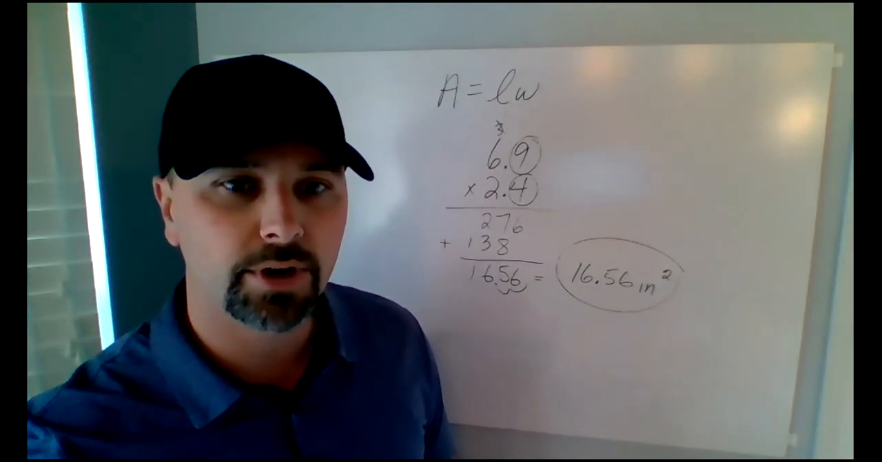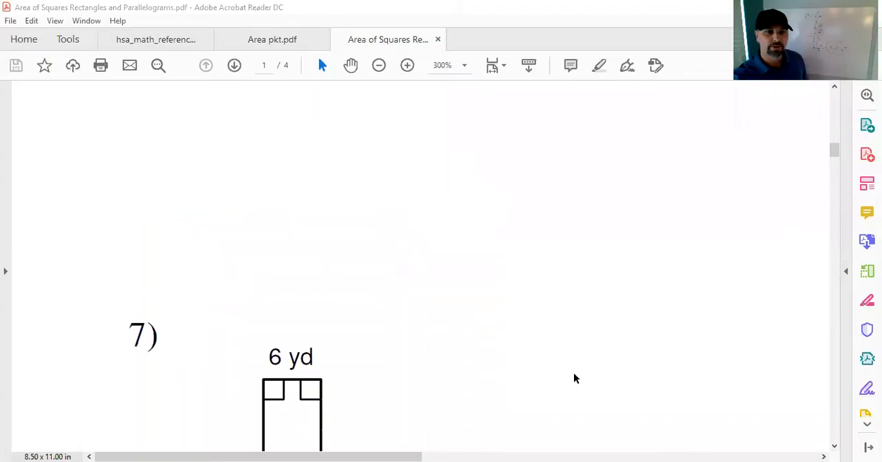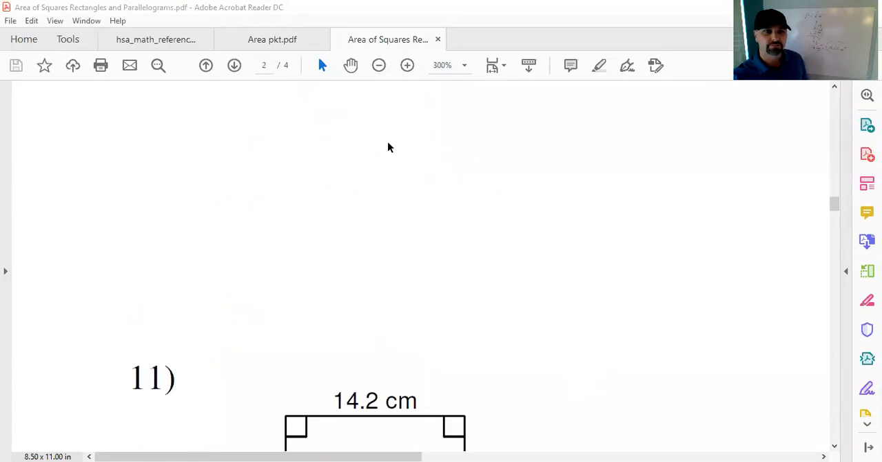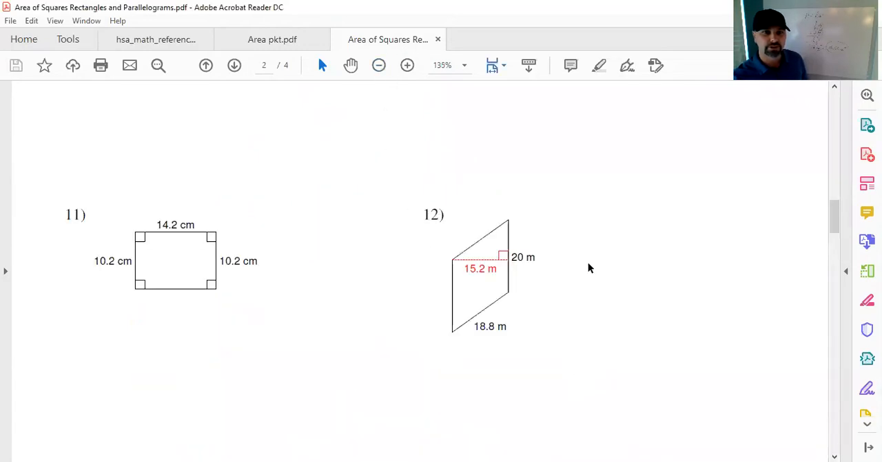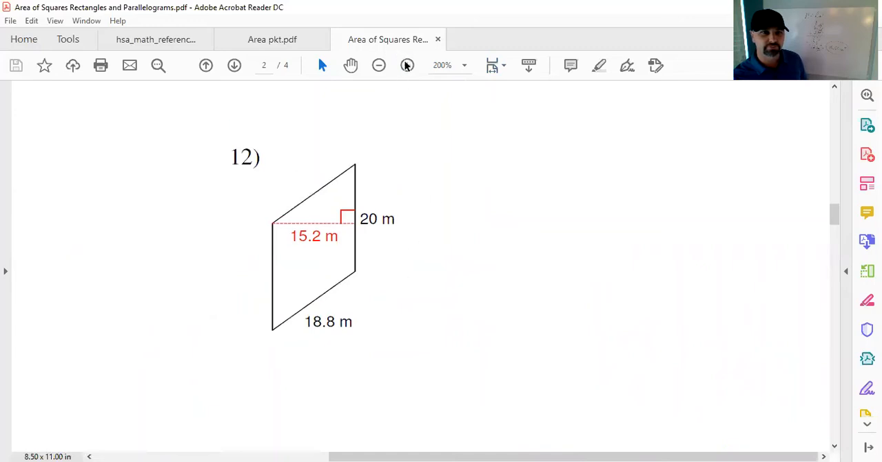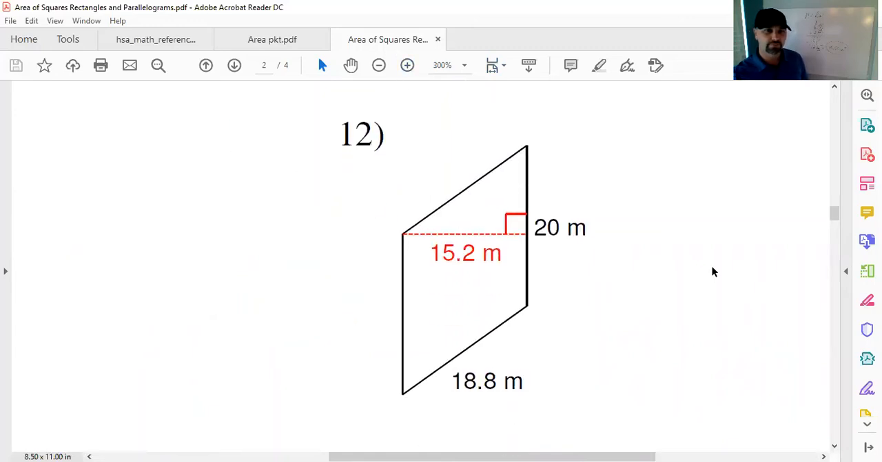All right. Let's go to another problem. There's another parallelogram. How about let's do 12. That one just looks a little different. Okay. Number 12 is a parallelogram again. It's just kind of going a different direction.